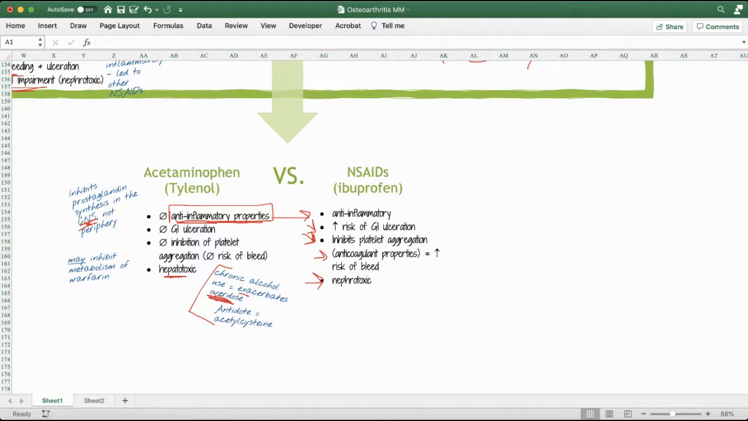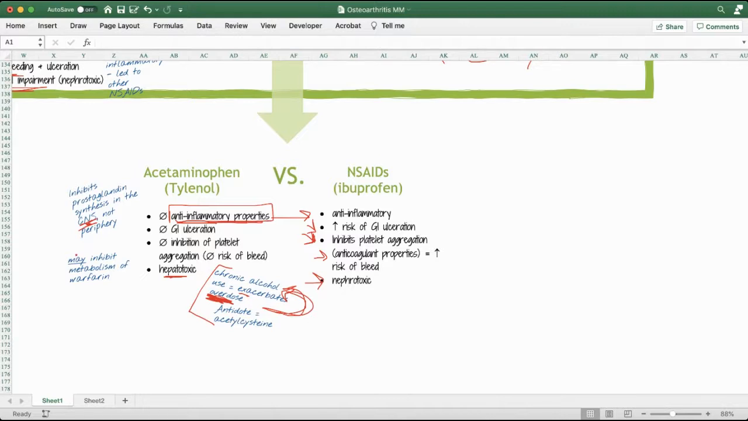So if you're a chronic drinker and you take Tylenol, as long as you stay under that 4 grams a day, it's not going to make a difference. But if you do overdose or take too much Tylenol in a day, then that alcohol is going to have a synergistic effect, and you will end up doing a lot of damage to your liver.